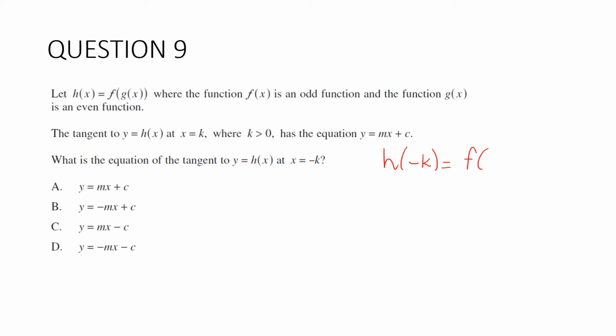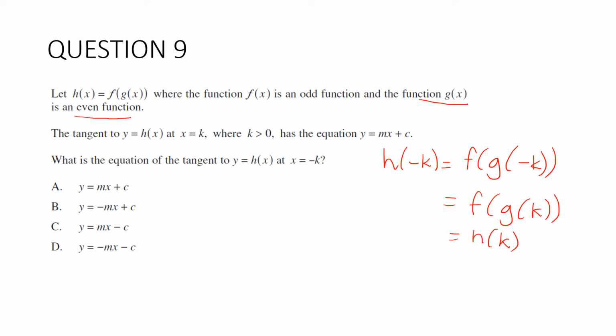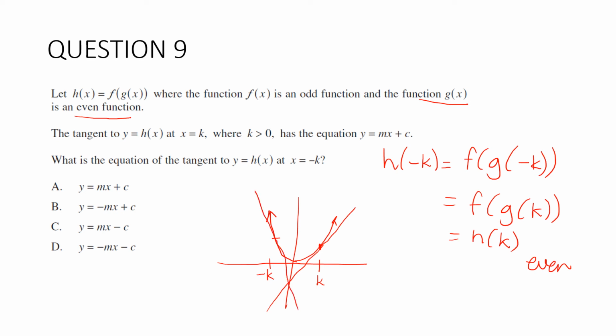Now we know that this is going to be equal to this. We're told that g of x is even, which means this. And that is equal to h of k. And so h of x is an even function. Now let's just draw a basic even function and see if we can figure this out. I'm just going to draw a parabola. We have a tangent at some point k where k is positive. So something like that. All right, let's find negative k and draw the tangent in. It's not a very good graph, sorry. To be straight.